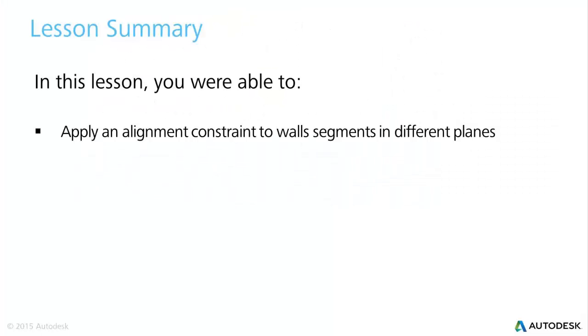In review of the lesson objectives for video 4, we were able to apply an alignment constraint to two wall segments, one becoming the reference plane and the other one being moved to that same reference plane to align the gypsum wallboard faces.